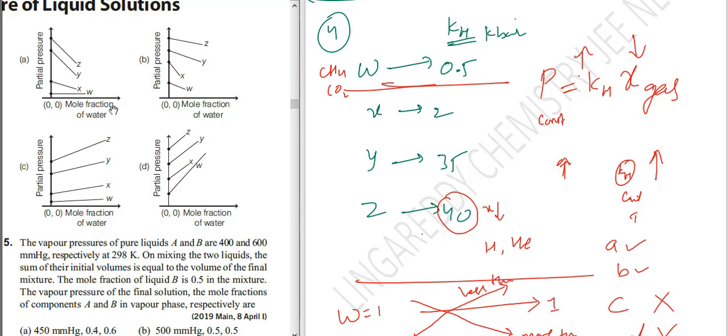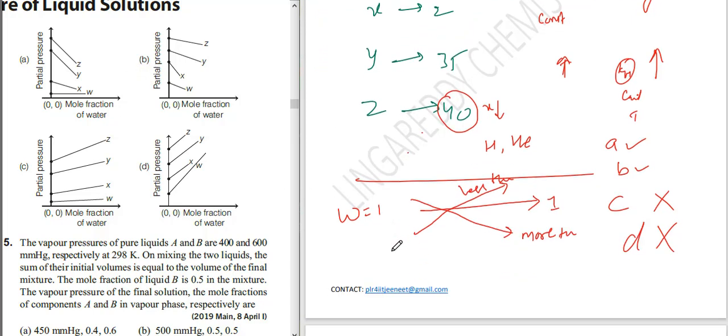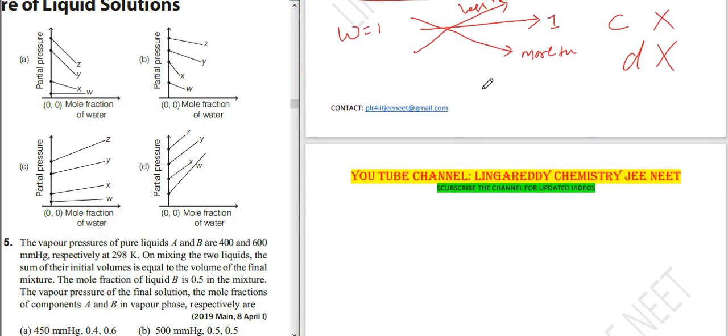So obviously B is the wrong option, so A is the correct option. Question number 4, A is the correct option.